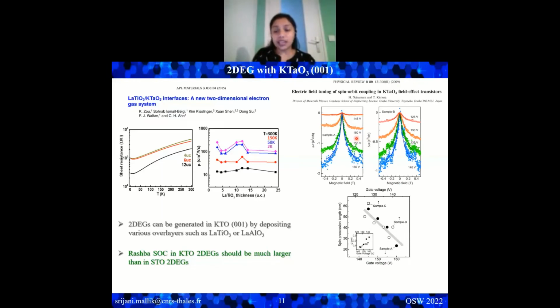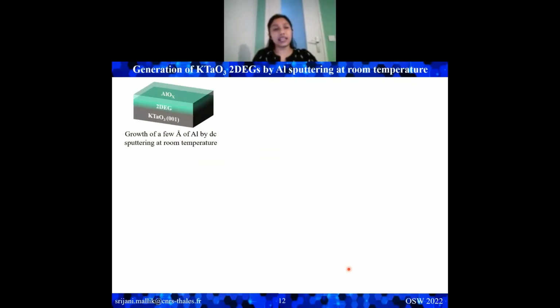And some preliminary reports actually tell that the Rashba coefficient in KTO is around 70 milli-electron volt angstrom, whereas to date for STO the highest was found close to 50 milli-electron volt. So we can already see that there was some progress, some hint telling us that KTO will probably be more promising than STO. So with this motivation, we started working on this and we did exactly the same.